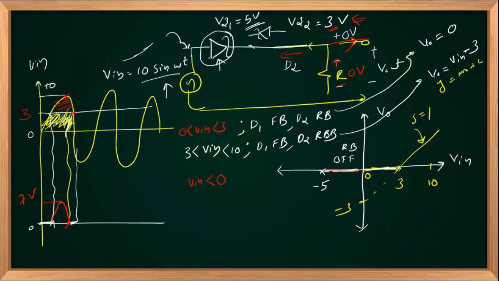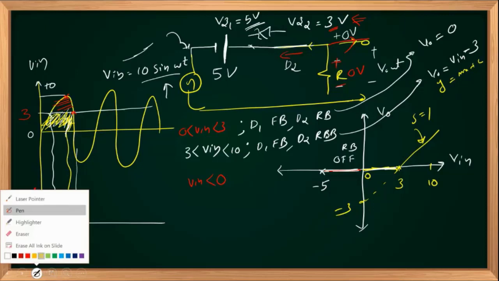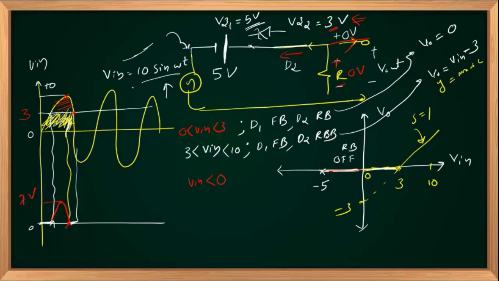Now it will break down. Once it is in breakdown mode, your cathode will be positive. You should take care about this. Cathode will be positive, anode will be negative, and breakdown voltage is nothing but 5. Here actually you are adding 5 volts to Vin to produce Vout.